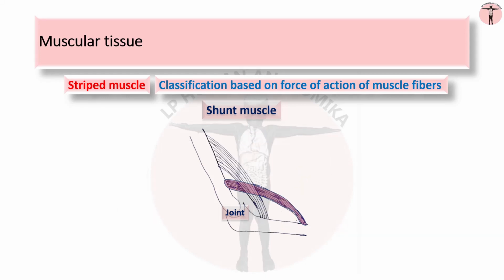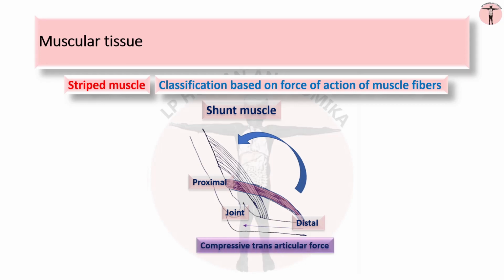In a shunt muscle, the proximal or fixed attachment lies close to the joint and the distal or mobile attachment lies away from the joint. Throughout the movement of shunt muscle, the compressive transarticular force keeps the articular surface of the mobile bone in contact with the joint. The brachioradialis is an example of shunt muscle acting at the elbow joint. A shunt muscle provides stabilizing centripetal force on the joint.